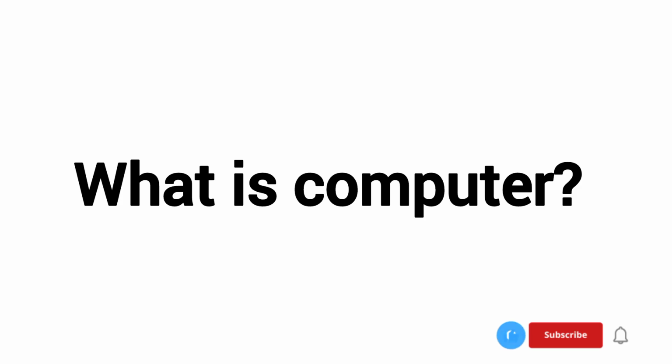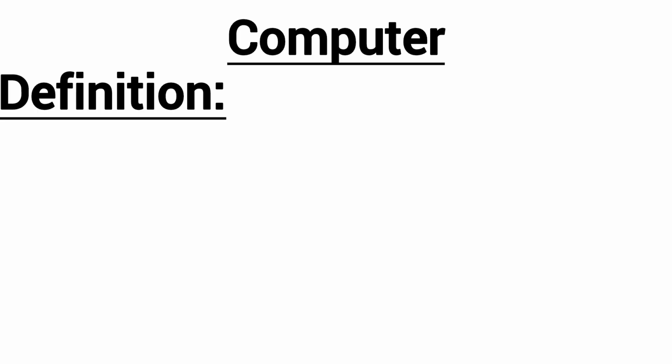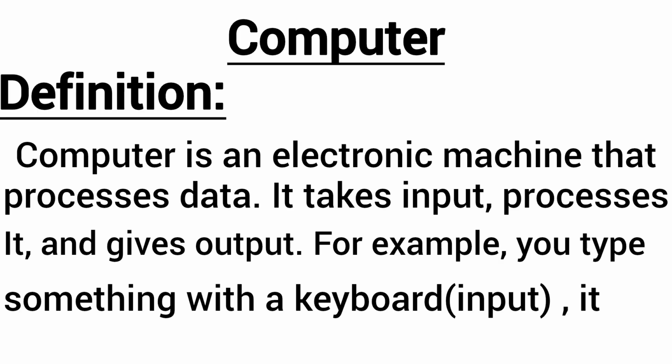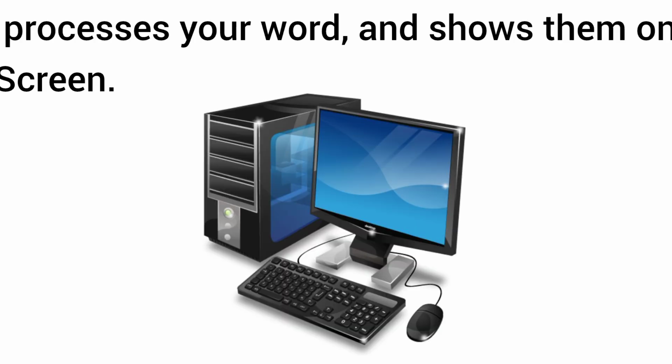Today we learn about what is a computer. So the definition of a computer is an electronic machine that processes data. It takes input, processes it, and gives output. For example, you type something with a keyboard, that is input, and it processes your words and shows them on screen.